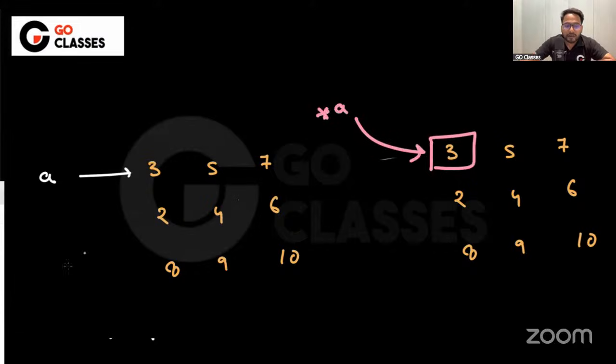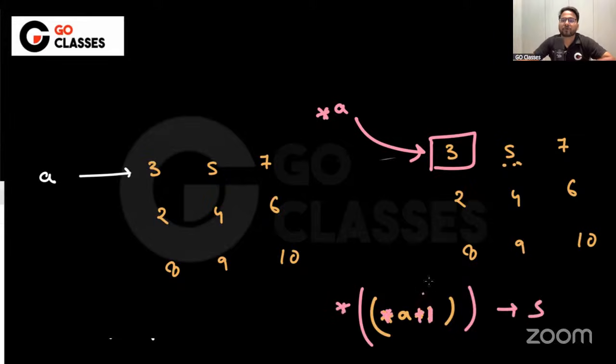And star A plus 1 will be pointing to 5. And then you can see that the moment you put one more star, it is basically saying star of star A plus 1, which is 5. So star A is pointing here, star A plus 1 will point here.